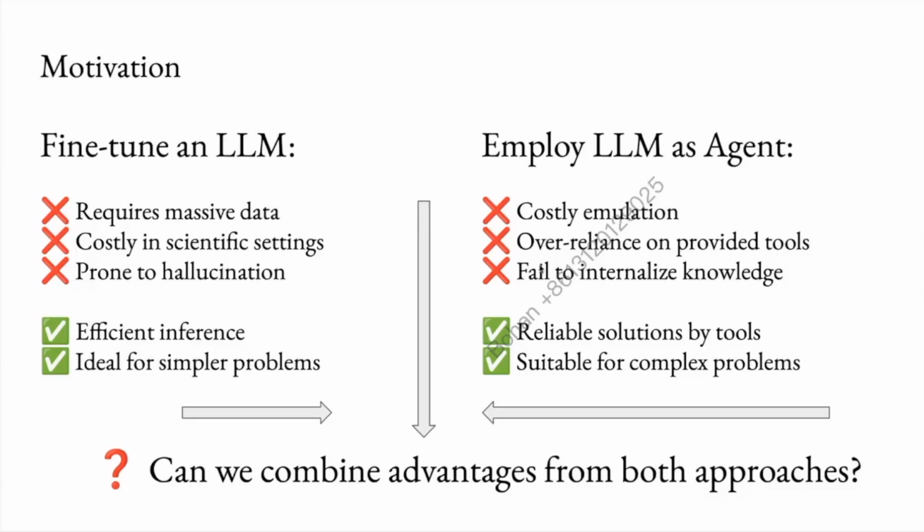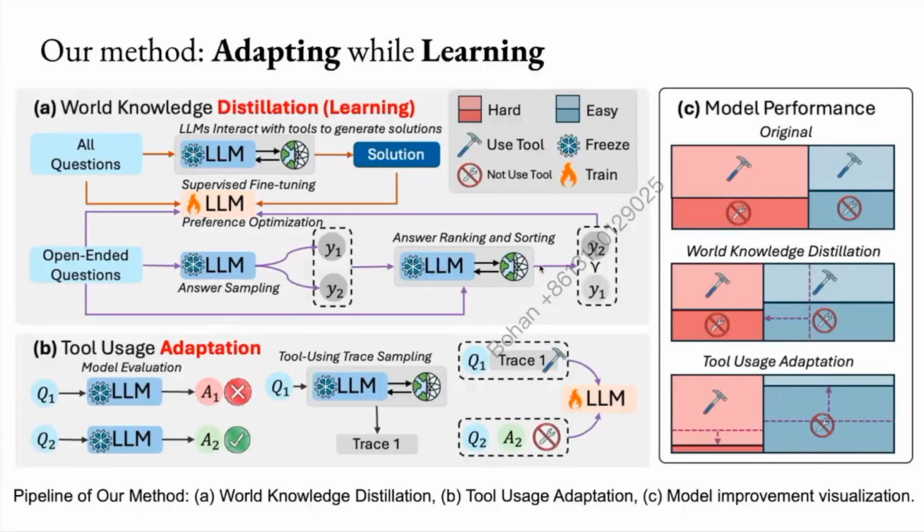So can we combine the advantages of both approaches while avoiding their respective drawbacks? That is, can we maintain the efficient inference and basic reasoning capabilities of fine-tuned models while incorporating the reliability and complex problem-solving abilities of tool-augmented systems? Based on it, we propose our method that is called adapting while learning.